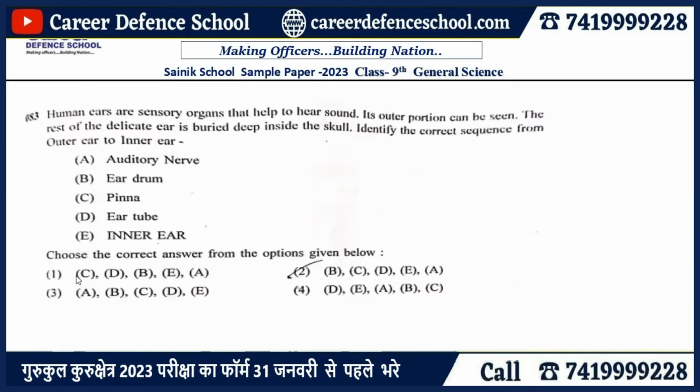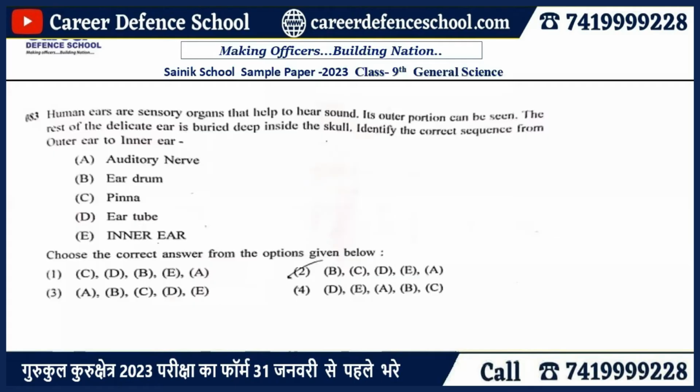ठीक है. So यहाँ पर options जो है, you can see here that the correct option for this question should be C, D, B, E, A. C should be the pinna, second वाला होगा D. D is ear tube, B is eardrum and E is inner ear and then auditory nerve. ठीक है, that is connected to the brain for the signal.